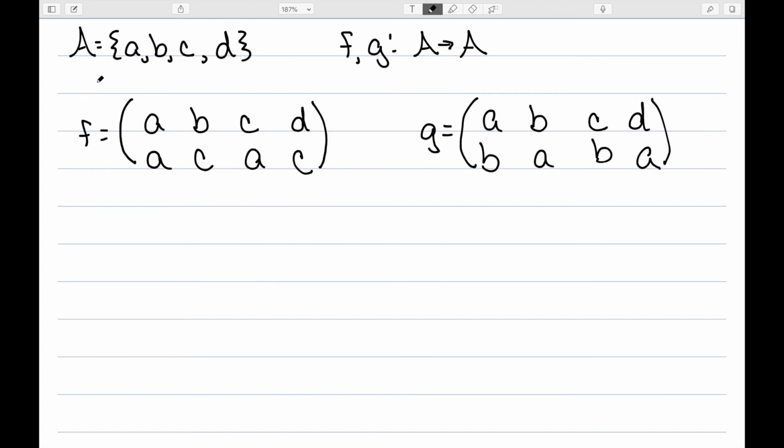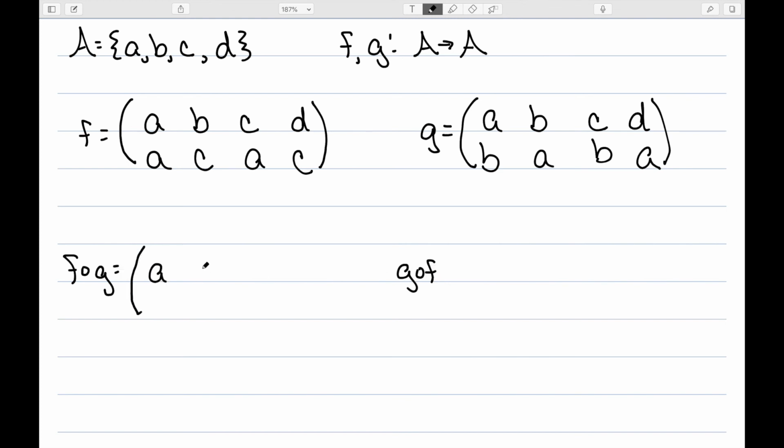For this one, I'm going to let A be the set of elements a, b, c, d. And f and g are both functions going from A to A, defined here in this tabular form. Just as a reminder, this means that f of a is a, f of b is c, f of c is a, and f of d is c. So the first row is the inputs and the second row is the corresponding outputs. I want to find both f of g and g of f in this same tabular form.